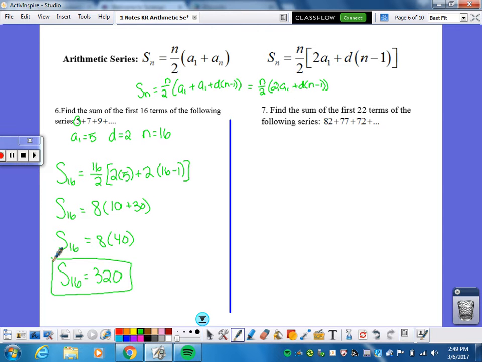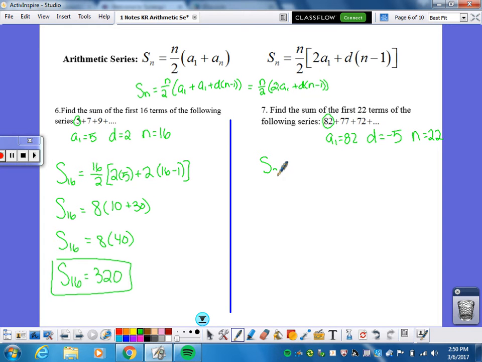Now let's move on to the next one. Find the sum of the first 22 terms of the following series. We can see here that 82 is our a1. And we can see that the pattern is that it's consistently going down by 5. So our d is going to be equal to negative 5. Now, we know that our n is going to be 22 because that's the number of terms we're looking for.